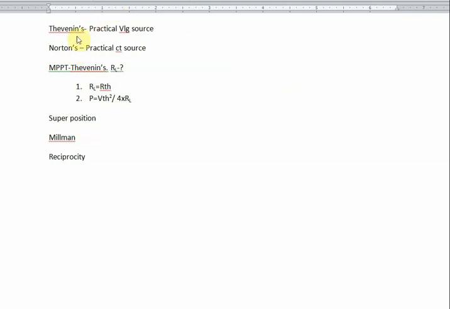Okay, so there are six theorems. One is Thevenin's theorem, second is Norton's theorem, third is the maximum power transfer theorem, followed by the superposition theorem, Millman's theorem, and reciprocity theorem. So in total, you have six theorems.